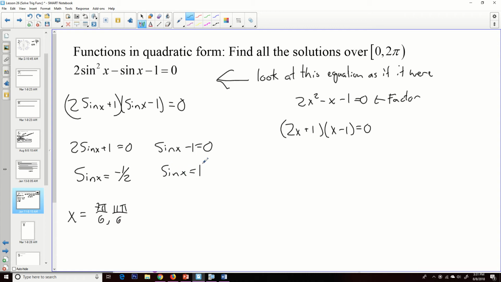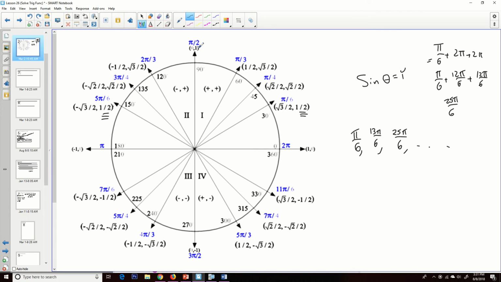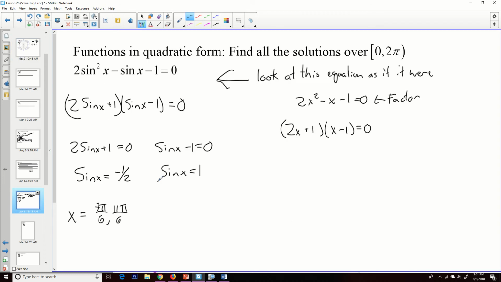So what angle measure gives me a y equal to 1? Clearly, that's the only one on the unit circle from 0 to 2 pi, so pi over 2 is the last solution. And that's it for that one.